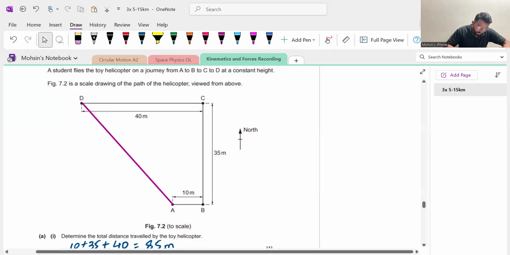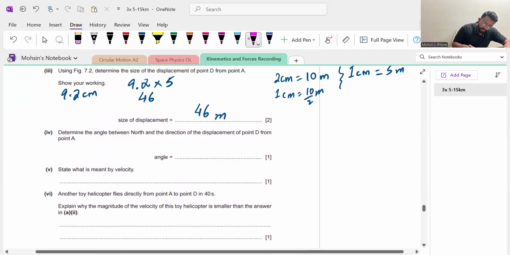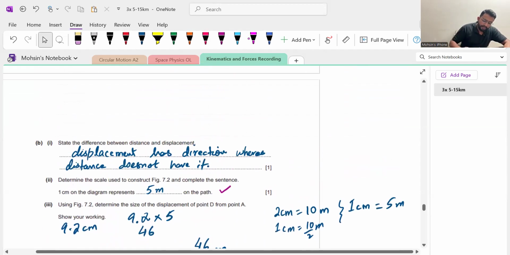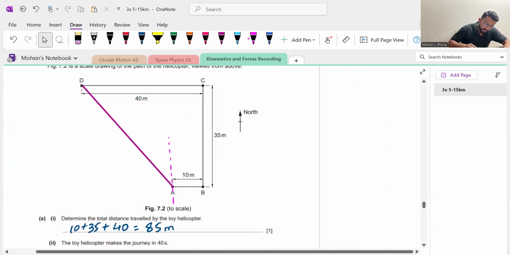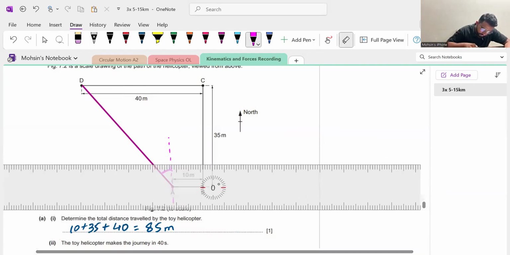So this is north in the upward direction, and from A they are asking for the angle. So this is the angle that they are asking you to calculate. So again you have to put up the scale. This is horizontal, which is 0.